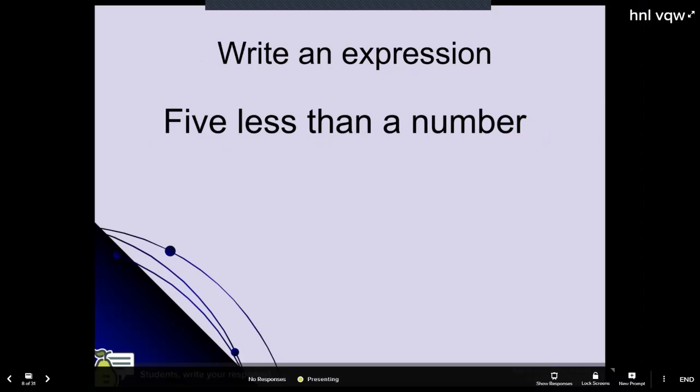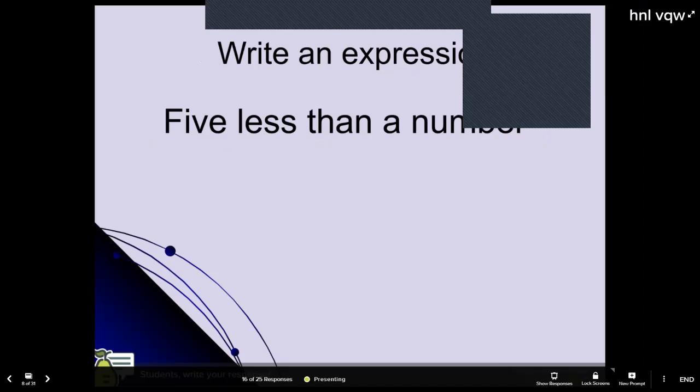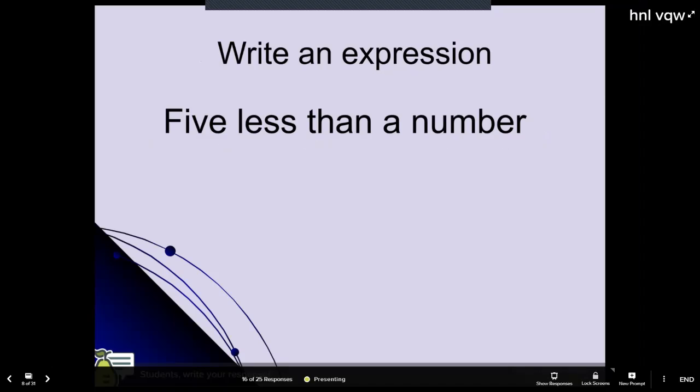Why don't you guys try? I would like you to write an expression, 5 less than a number. So think about what operation you need to do if you're making a number be 5 less. How would you write that? All right, let's take a look and see what you guys put.